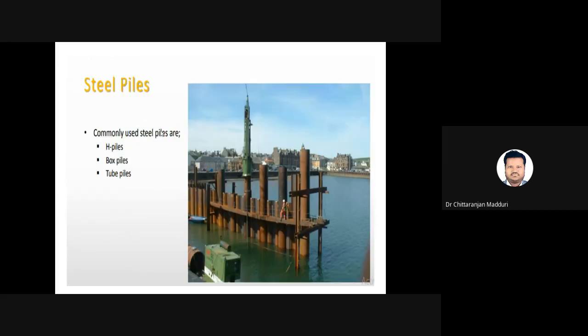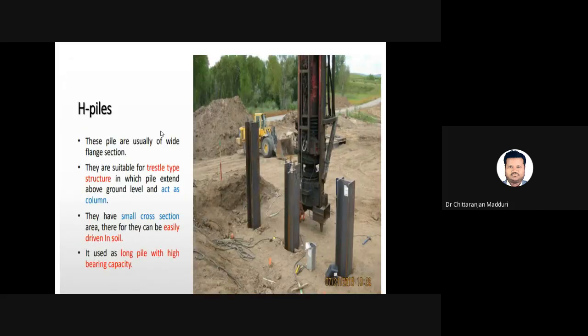Now, steel piles. Commonly used steel piles are H piles, box piles, and tube piles. H piles are usually of wide plan sections. They are suitable for terrestrial type structures, just like a table. A table has four legs. Terrestrial type also means four legs. So the structures which are resting on four legs are known as terrestrial type structures.